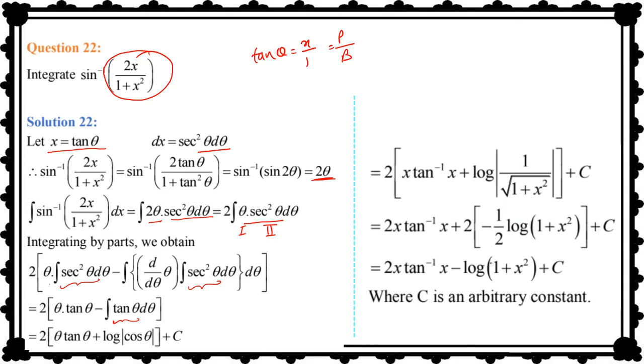Now what we have done? Opening the bracket, 2x tan inverse x plus 2, right? And here what is the power of 1 plus x square? 1 plus x square power minus half, and we have log also with it. Do you remember this property? Log m raised to the power n is n log m. So we are using that. What is the power here? It can be written as 1 plus x square power minus 1 because it is in the denominator, and that minus 1 by 2 power will come here with log 1 plus x square, and then simplify.